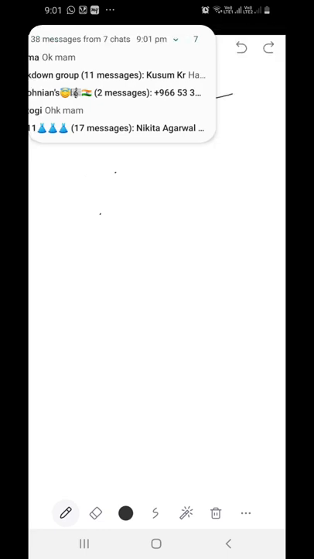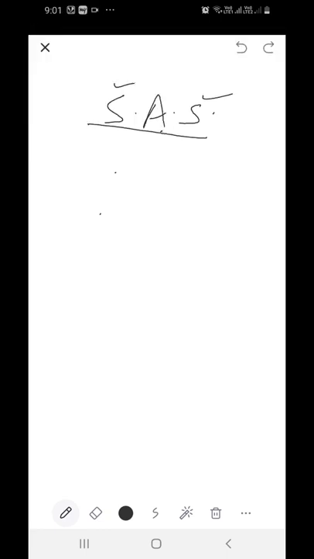Now the second axiom which I will use is SAS. In SAS, I will show two sides of one triangle in the same proportion with two sides of another triangle, and the included angle, as the A is included between the two S. And the included angle I have to show them equal.